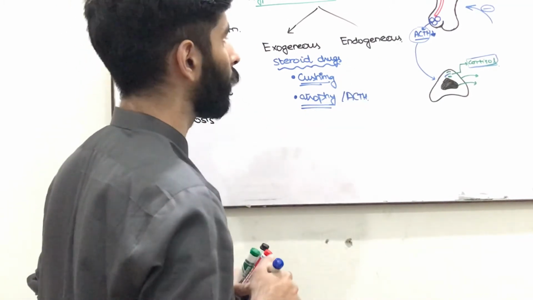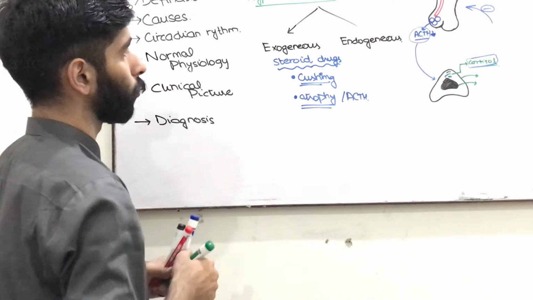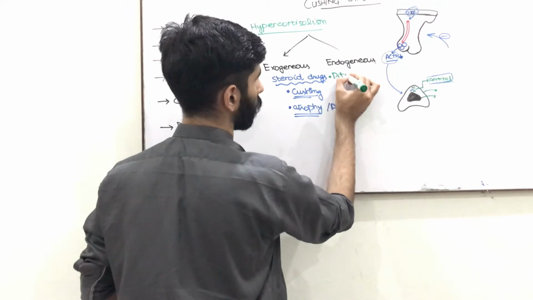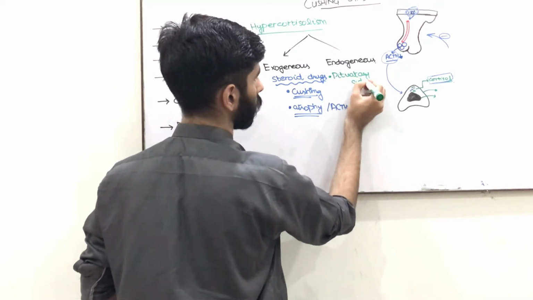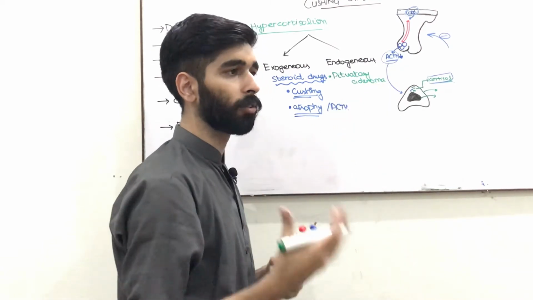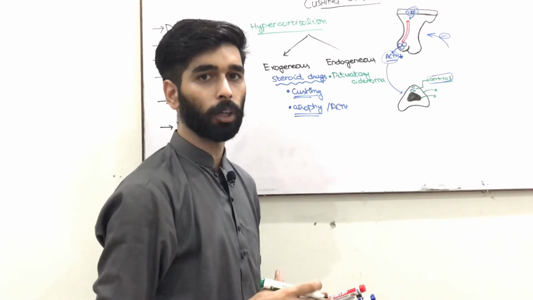Now what are the endogenous causes of Cushing syndrome? Number 1, pituitary adenoma. Functional pituitary adenoma, which is derived from the corticotroph. For example, hyperplasia of the corticotrophs.